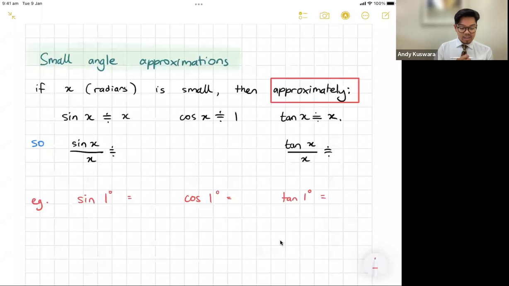They say here that if x, or your radians, or your angle amount, is tiny, then approximately sine x is going to equal x, cos x is going to roughly equal 1, and tan x is roughly going to equal x. It makes sense that if x is a little bit, then sine will be a little bit, like your x and your y will be a little bit.